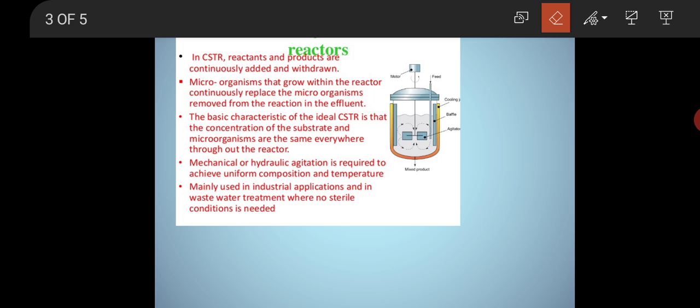Okay, so cleaning and sterilization system, and after completion of this fermentation process, the cleaning is been done. After cleaning, overall fermenter is been sterilized. Okay, so that is the cleaning and sterilization system. Let's see the working of the continuous stir tank reactor.